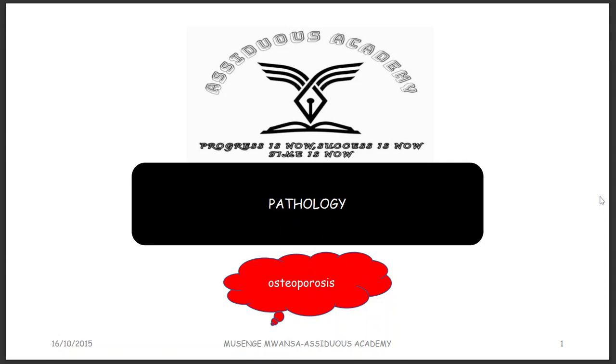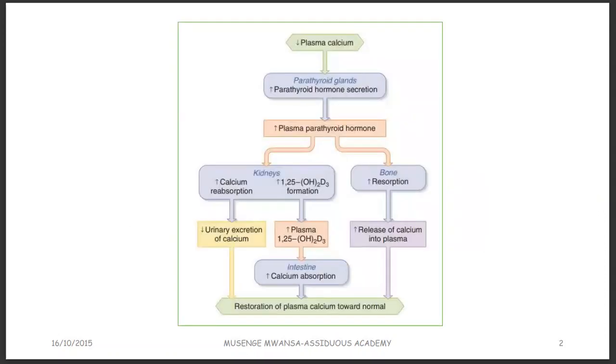Let's now talk about osteoporosis. So, for us to understand osteoporosis, we need first to understand what happens normally in the body to be able to maintain calcium. So, you have got the thyroid gland and the parathyroid gland. These hormones are going to play an important role when it comes to normal calcium metabolism.